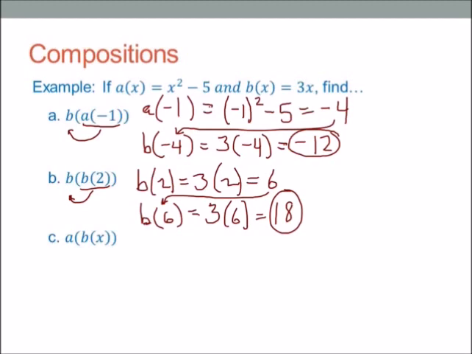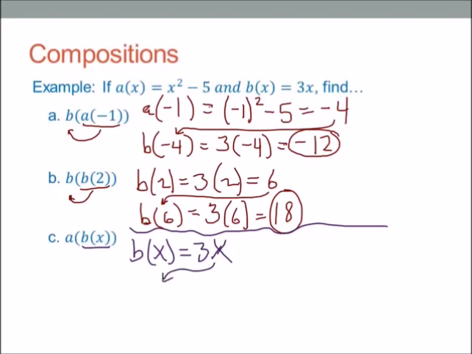Alright, for the last one, you have a of b of x. So I don't have any numbers in this case, but I will start with b of x. Start with the function that's closest to the letter or number. So b of x is 3x. And if you want to think about it, you're really taking the x out and replacing it with x, which really doesn't do anything, so it's just 3x. I can't simplify that anymore, so now I'm going to plug it into the next function, which is a. So a of 3x.